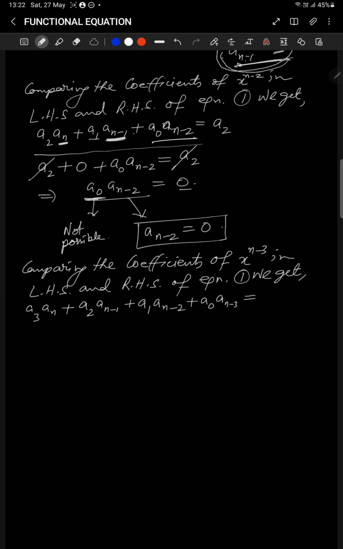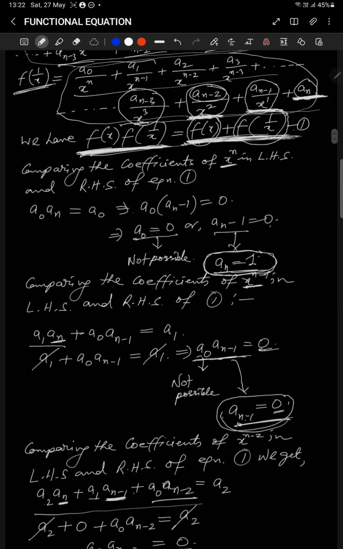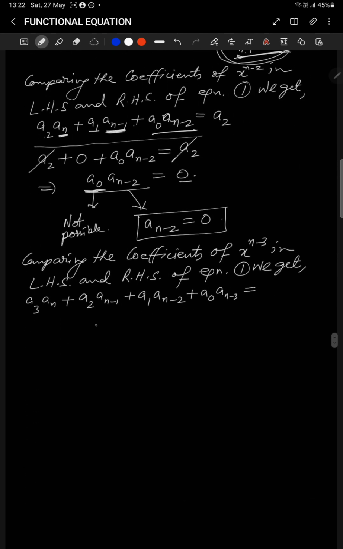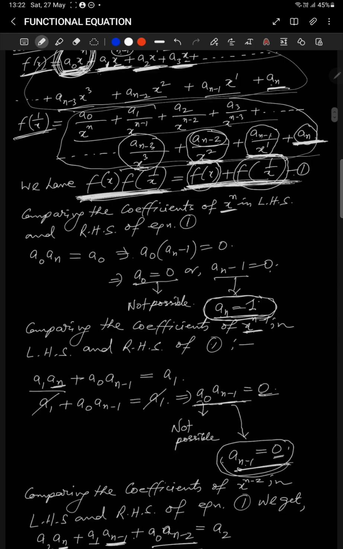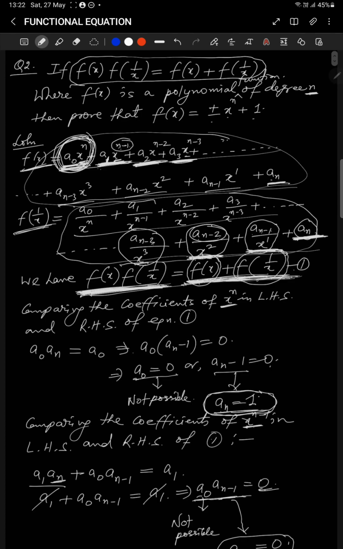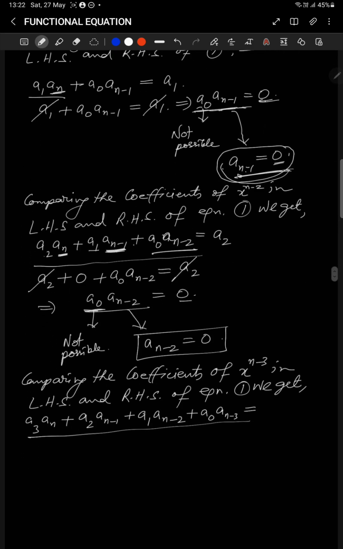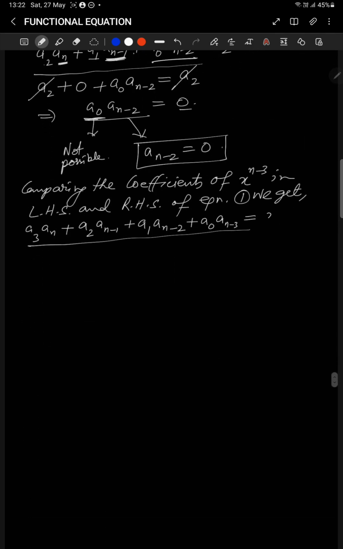This happens in the left hand side, that is we are talking about this one. In the left hand side these coefficients will be obtained, and in the right hand side there is no chance of getting x to the power n minus 3 in this one. So the only possibility to get x to the power n minus 3 is in fx, and in fx, x to the power n minus 3 is obtained only in a3, that is the coefficient. So in the right hand side we have a3.